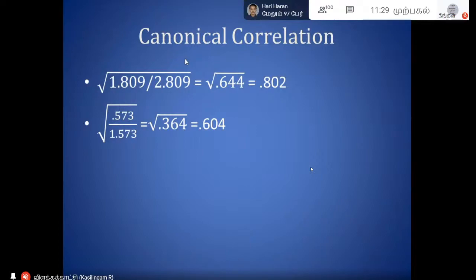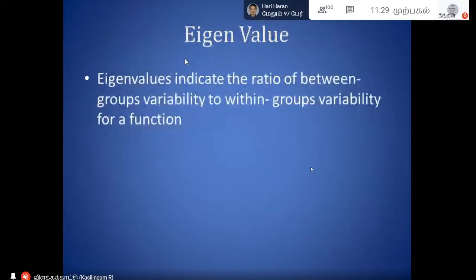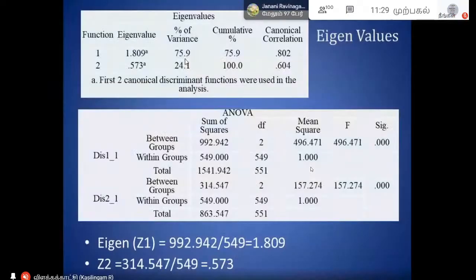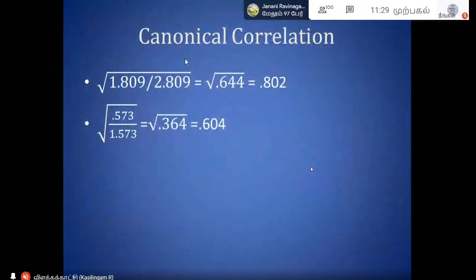Otherwise I will show the function, right? Lambda, that is the eigenvalue, divided by 1 plus lambda. So now what is the lambda? 1.809. Okay, 1 plus, right? So 1.809 divided by 1 plus 1.809, which is 2.809, which is equal to 0.8.